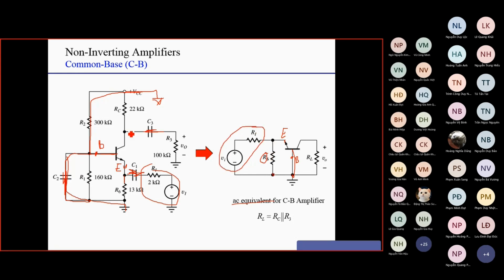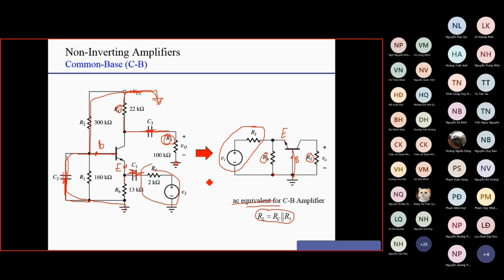How about the collector? The collector is connected to C3 and R3 and to the ground, and connected to RC and to the ground. So that means RC and R3 are in parallel. We combine them into RL, so RL is RC in parallel with R3. So we have the AC equivalent circuit.